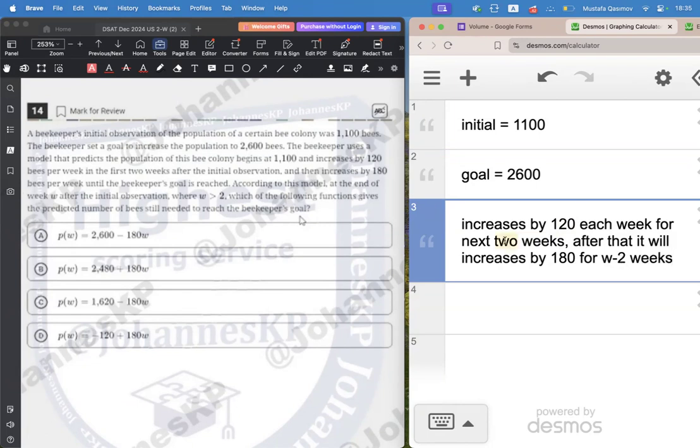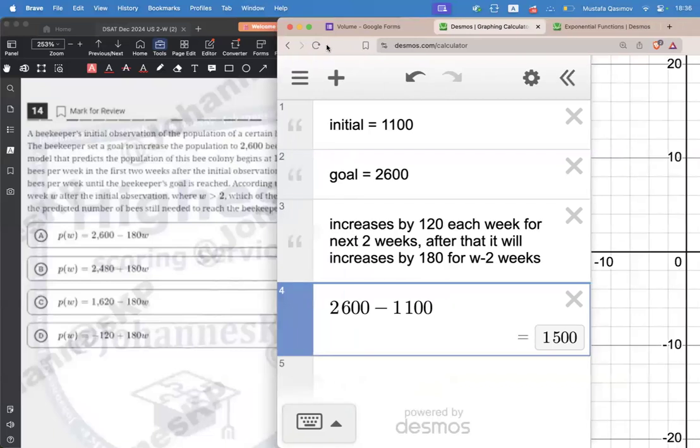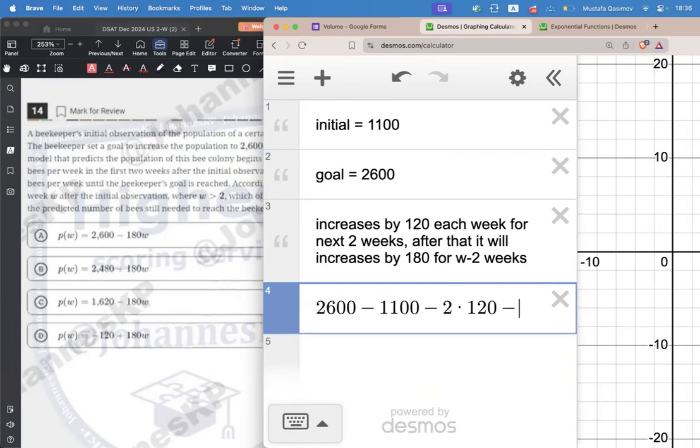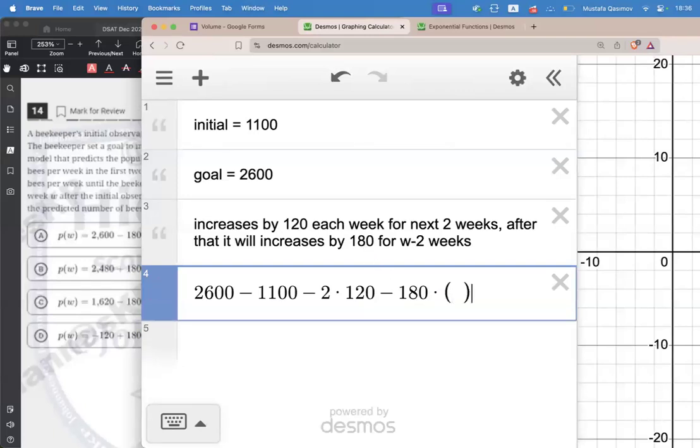Do you have any question until here? Okay. Then we can think it like that. Our goal is 2600, right? Okay, and at the end of question it says, which of the following function gives a predicted number of bees still needed to reach beekeeper's goal? So we have to just do it like that. 2600 minus 1100. So we need 1500. Then we also subtract 2 multiplied by 120. We have to also subtract this 180. But it is for W minus 2 weeks, so we must write it like that.